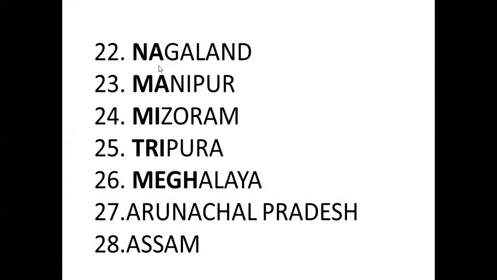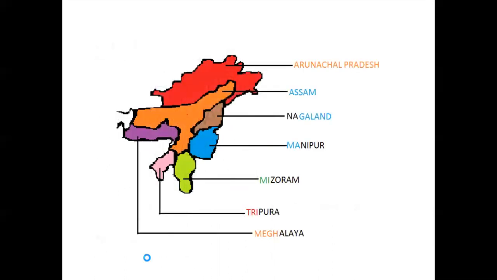The same thing. That syllable alone I have darkened and shown there. Nagaland, Manipur, Mizoram, Tripura, Meghalaya. Arunachal Pradesh and Assam, you have to do as such. So see how it is put up. Na, Nagaland, Manipur, Mizoram, Tripura, Meghalaya. That's all, children. So for the tricky part alone, you memorize with the syllable. It will be very easy.